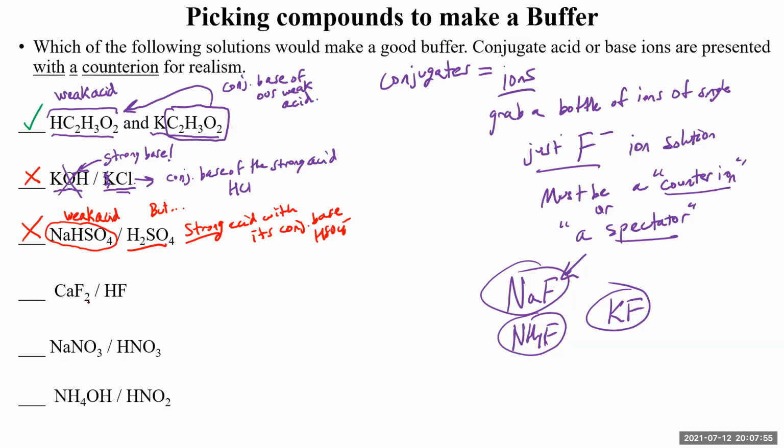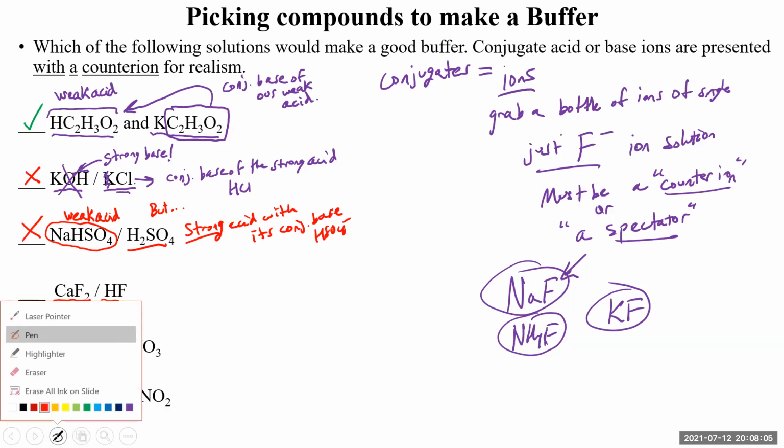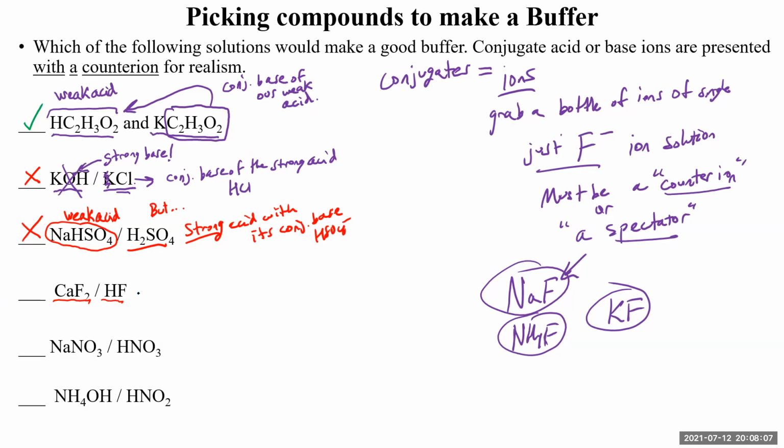How about this one? We have calcium fluoride and we have hydrofluoric acid. So hydrofluoric acid, let's focus in on the thing that's obviously an acid here. Hydrofluoric acid, what kind of acid is that? It's a weak acid, right? It's not on our list of strong acids. It's the only halogen that makes a weak acid. All the other halogens are strong acids. So this is a weak acid. Fluorine is the only halogen that makes a weak acid.